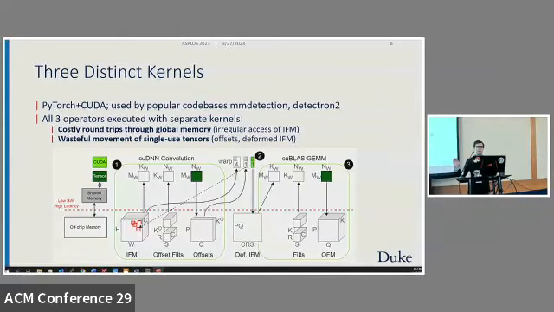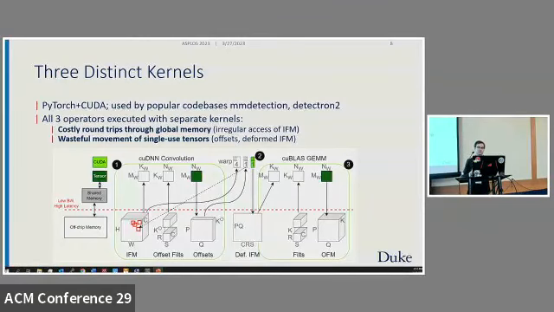There are some significant inefficiencies that this introduces. The first one is that there is potential for costly round trips through global memory, because there's no guarantee that the warps assigned to different SMs will not access different regions of the input feature map, and we don't know this ahead of time because of the runtime varying offsets.